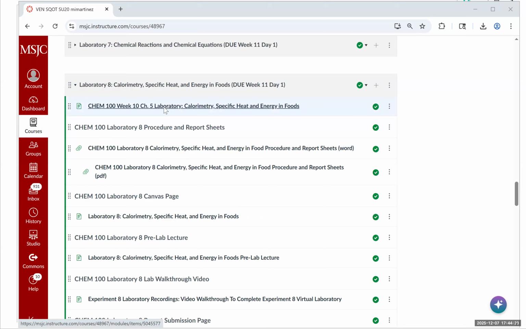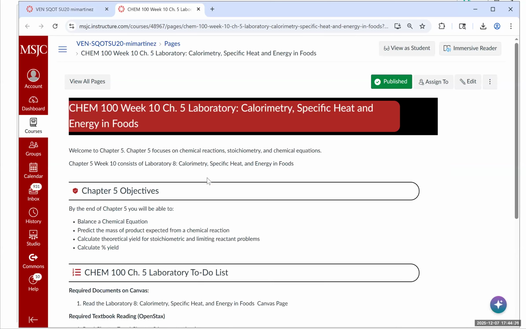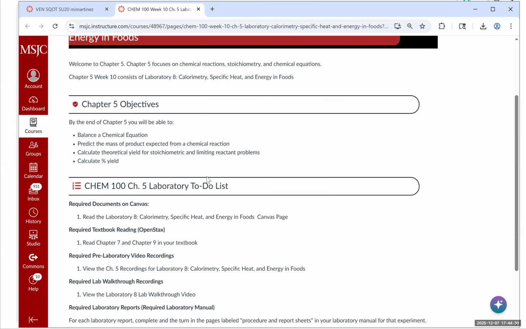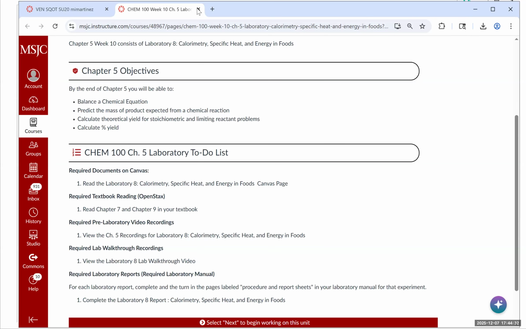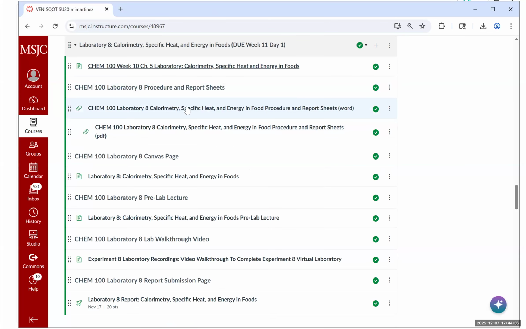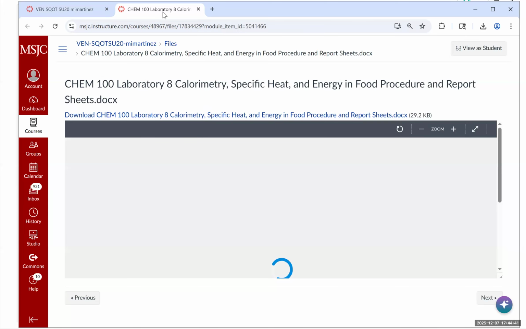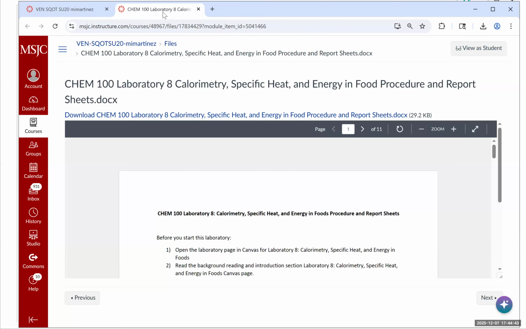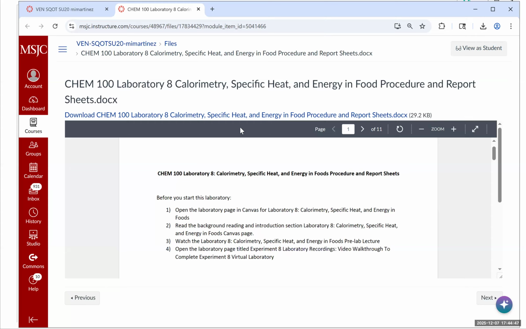One thing I'd like to draw your attention to first and foremost is the brief introductory page, which talks about the learning objectives and some recommended reading for this chapter laboratory. The next thing I'd like to draw your attention to are the Laboratory 8 procedure and report sheets. These are available in Word and PDF file formats, and you're going to want to download or print out these procedure and report sheet pages as we'll be filling them in as part of completing this lab report.